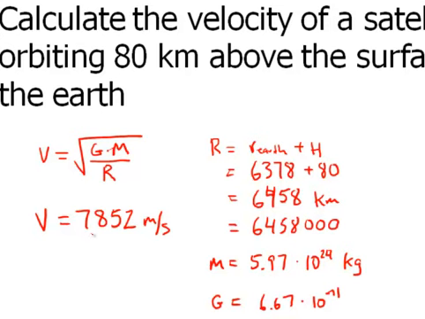And so you could quickly convert that into miles per hour if you want by dividing by 2. It's roughly going 4,000 miles per hour. That's how fast a satellite at that particular height moves around the Earth.